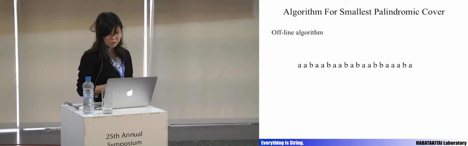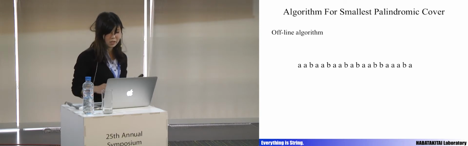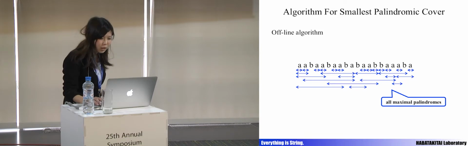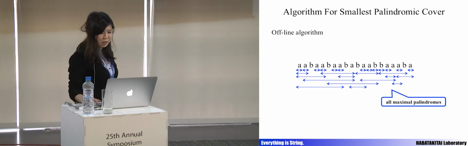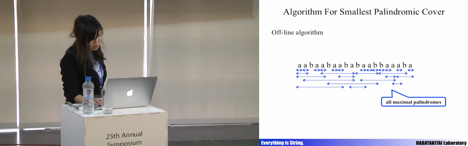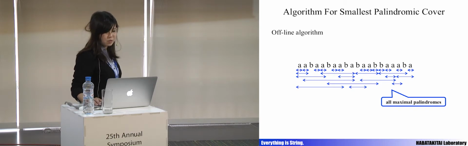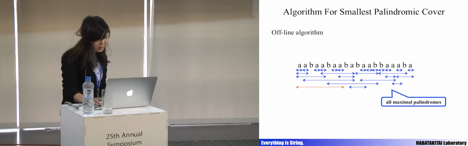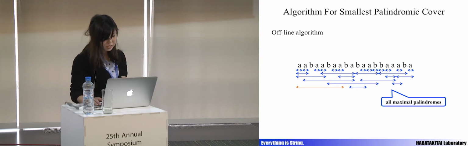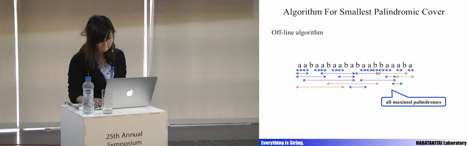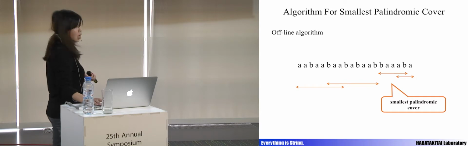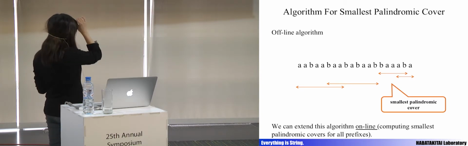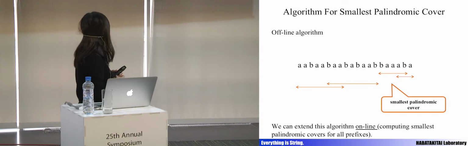I show how our algorithm computes a smallest palindromic cover on this example. These are all maximal palindromes. And we greedily choose the palindrome reaching the farthest position to the right. So first, we choose the longest palindrome starting at position 1, like that. Then the remaining palindromes are chosen gradually from left to right, like here. This is a smallest palindromic cover. It is also possible to extend this algorithm online, but I omit details due to lack of time.